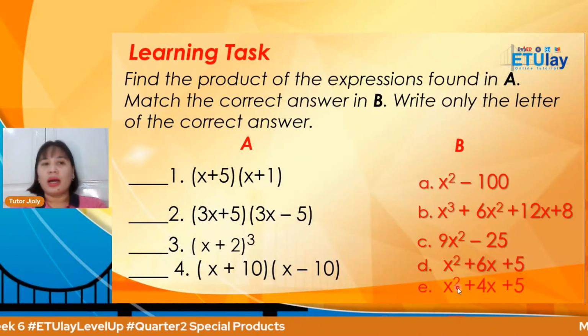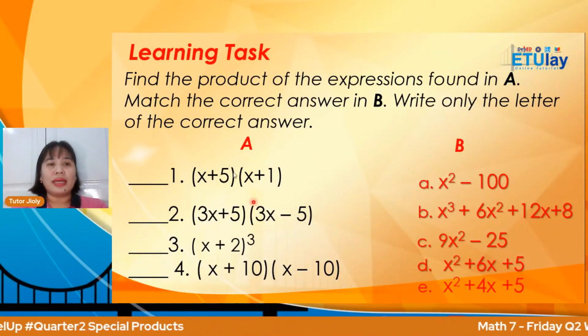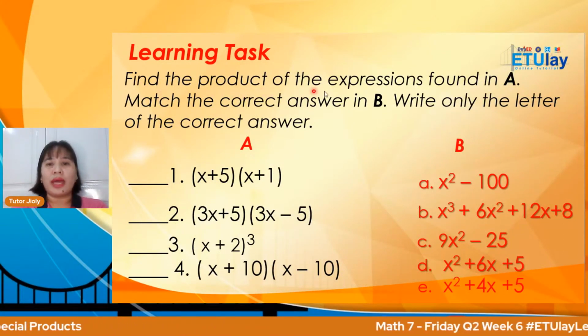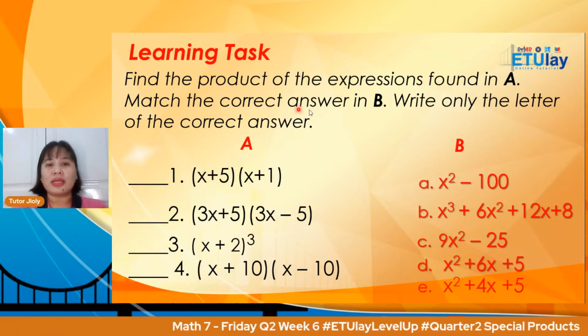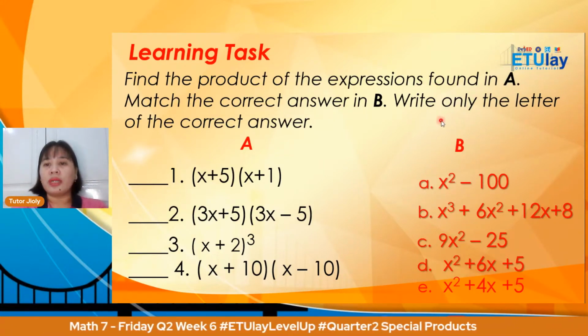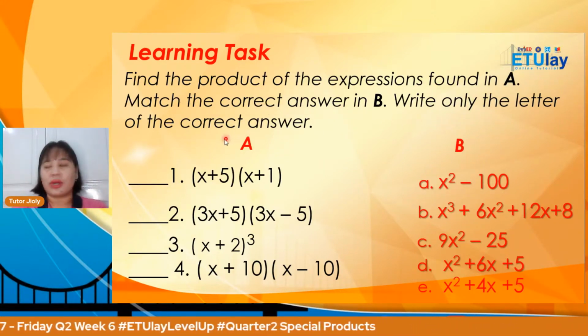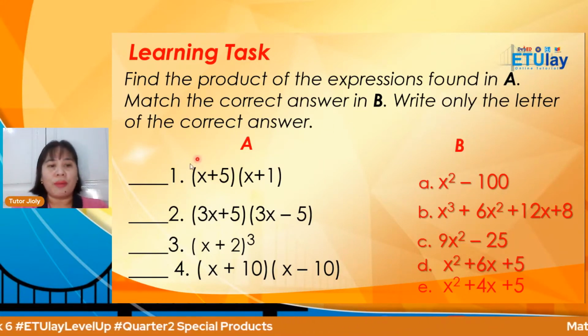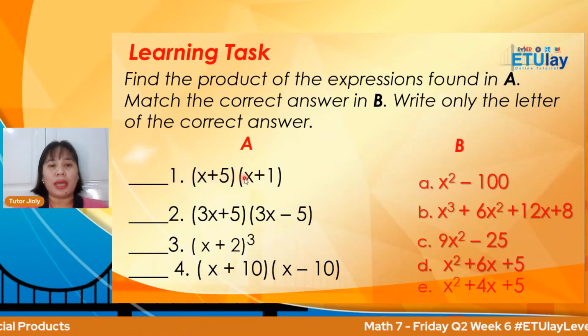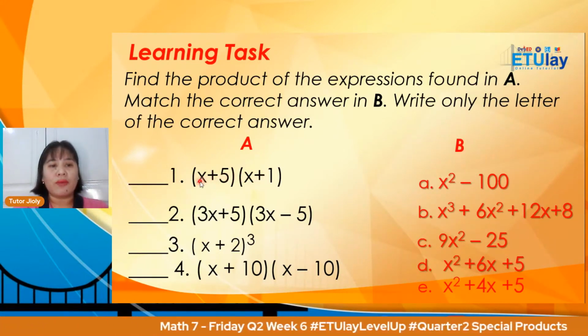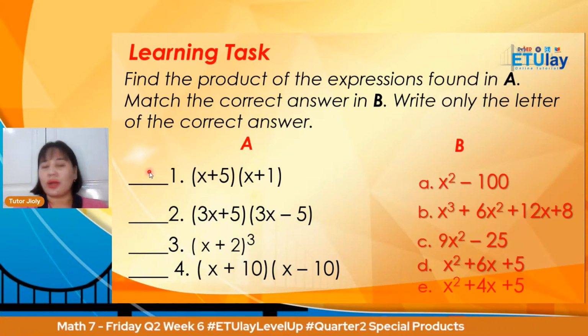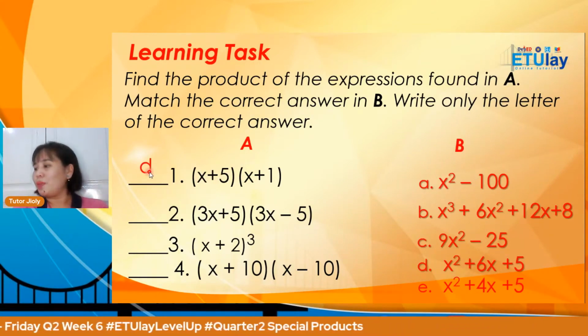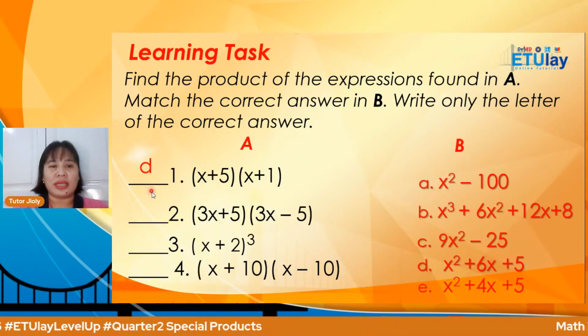Okay, now. Okay, learning task natin. Tingnan nga natin. Find the product of the expressions found in A. Match the correct answer in B. Write only the letter of the correct answer. Sige nga mga anak. For number 1, quantity x plus 5 multiplied to quantity x plus 1. Ano po kaya ang sagot? For this one, the answer is yes. Very good po, kay Rubin. So the answer is D.